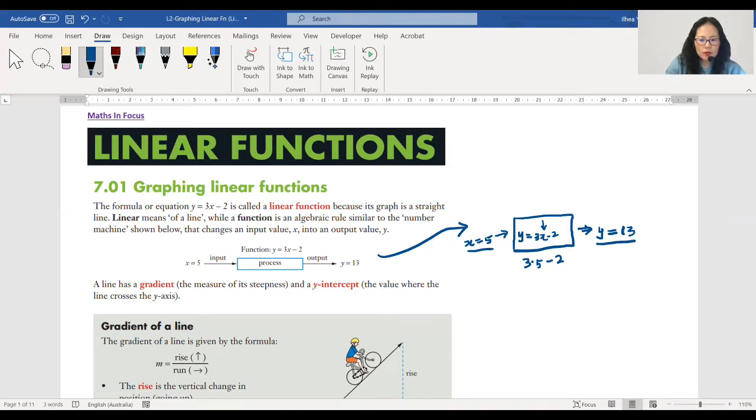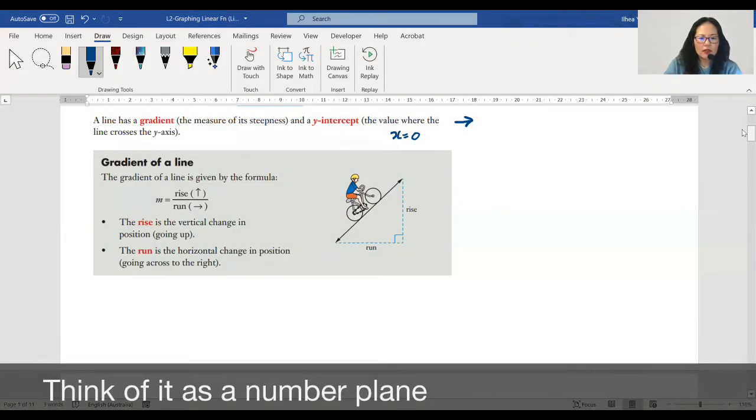More important stuff is here: gradient and y-intercept, guys. The gradient is a measure of its stiffness, how stiff it is. And the y-intercept is the point on the y-axis when x equals 0. Hopefully you remember that one. And the gradient of a line is rise over run, and the little m is our symbol here. So rise over run.